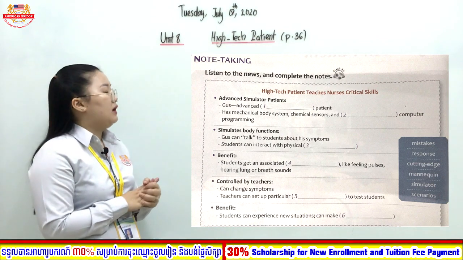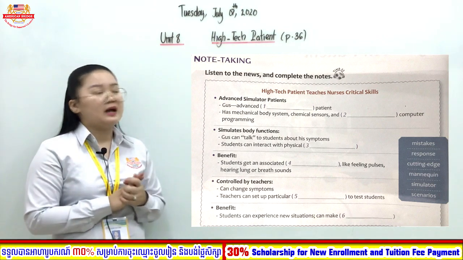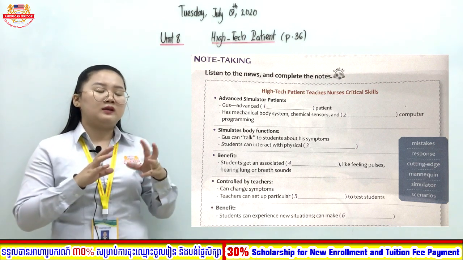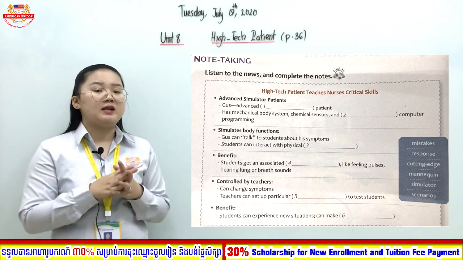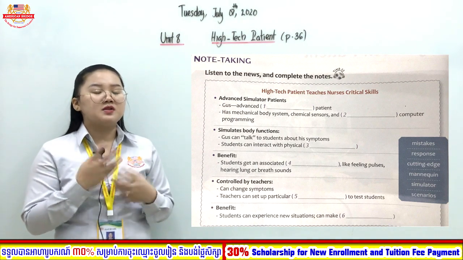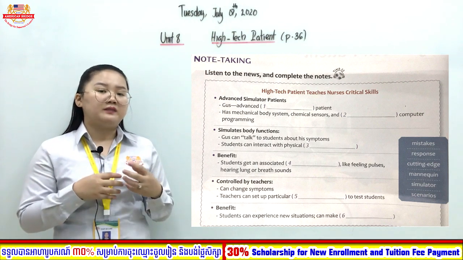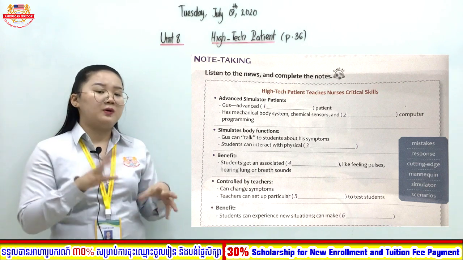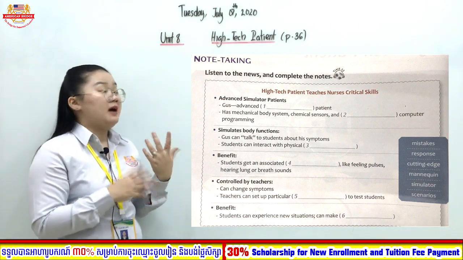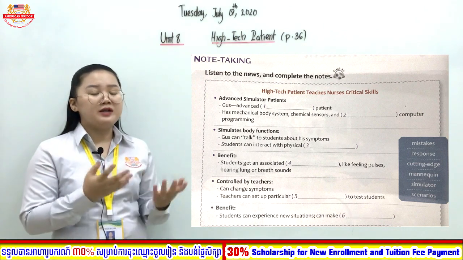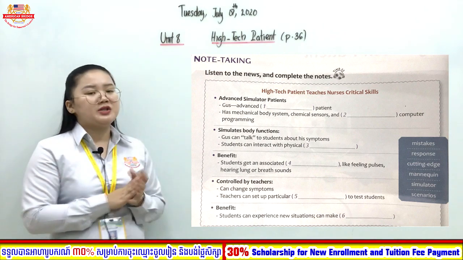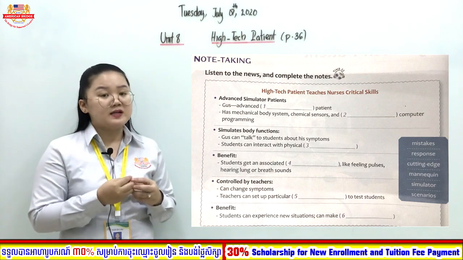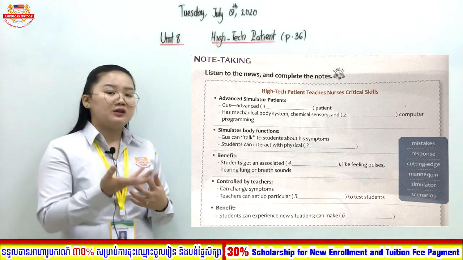After listening. Alright, so everyone, this topic, high-tech patient teaches nurse critical skill, is about one university that allows their students to practice what they have learned, right? The theory that they have learned, in order to put it into real practice with the high-tech patient. High-tech patient I explained to you since yesterday, alright? So the high-tech patient here refers to a machine that lets the students practice their skill without making a mistake with a real human at all.